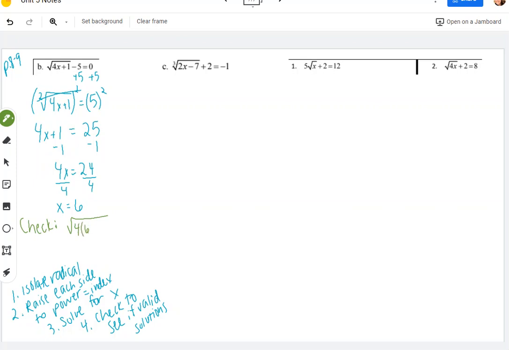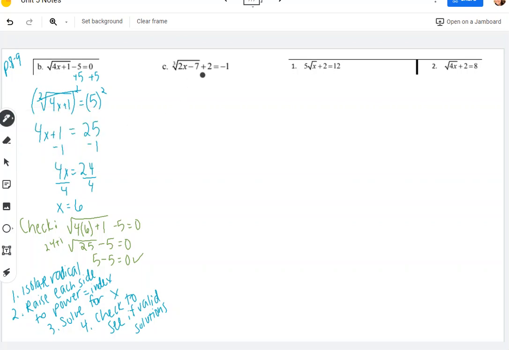So for x, I'm plugging in 6 plus 1 minus 5 equals 0. So I get 24 plus 1, which gives me 25, minus 5 equals 0, and I get 5 minus 5 equals 0, which is correct. So that is a valid solution.